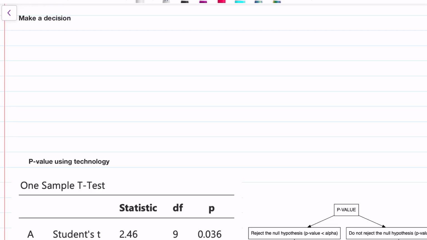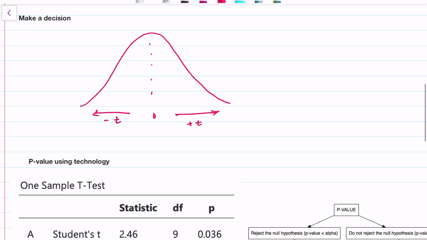We're going to make a decision based on the critical value, t crit, and t obtained. So let me draw the curve. This is a t distribution curve. Remember, the mean is going to be here, 0. Everything to this side is going to be positive t-scores. Everything to the left side is going to be negative t-scores.